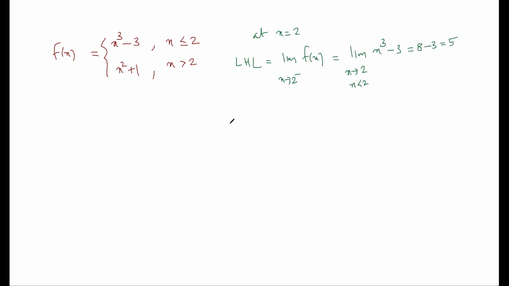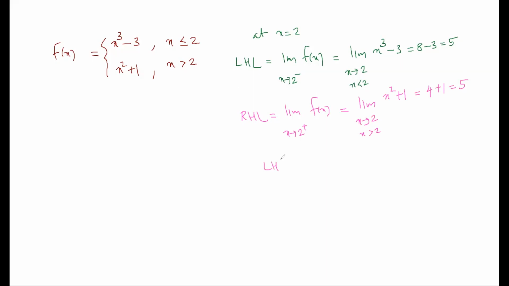So the right hand limit is equal to the limit of that function as x approaches 2 from the right side. When you are approaching 2 from the right side, your numbers are greater than 2. When x is greater than 2, the function is x square plus 1. So 2 square is 4, 4 plus 1, which is equal to 5.